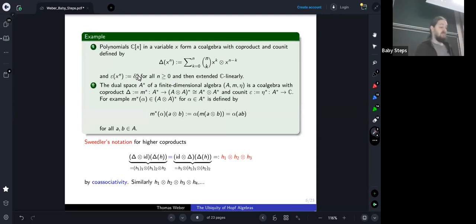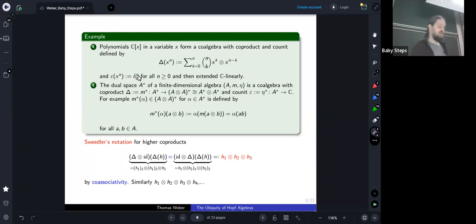Okay, let's have an example of a co-algebra. For example, take polynomials in X. It's just very simple. This can be seen as a co-algebra with the following co-product and co-unit. The co-product of x to the power n is just this sum here, where I sum over x^k tensor x^(n-k) with the binomial coefficient.